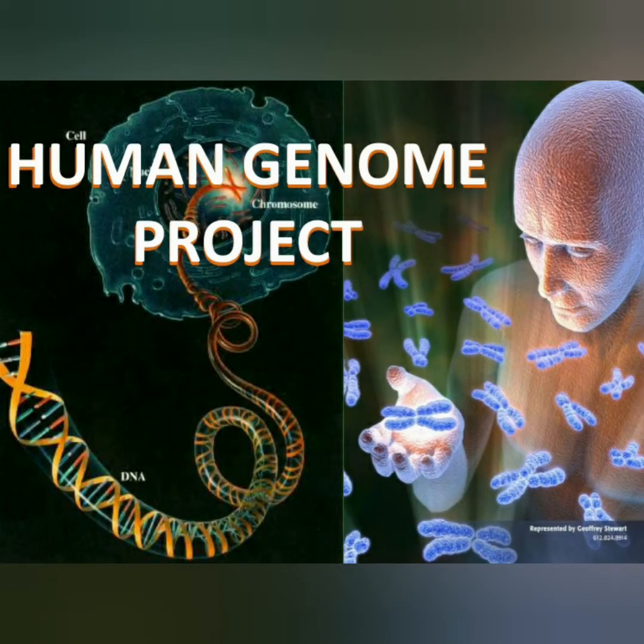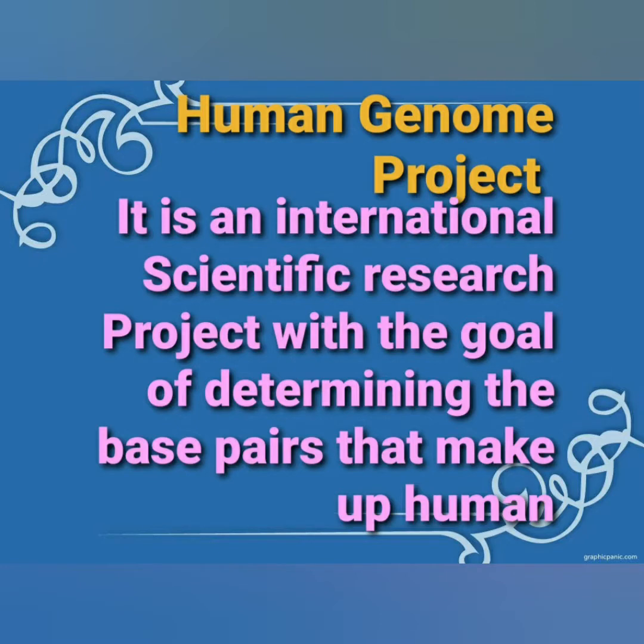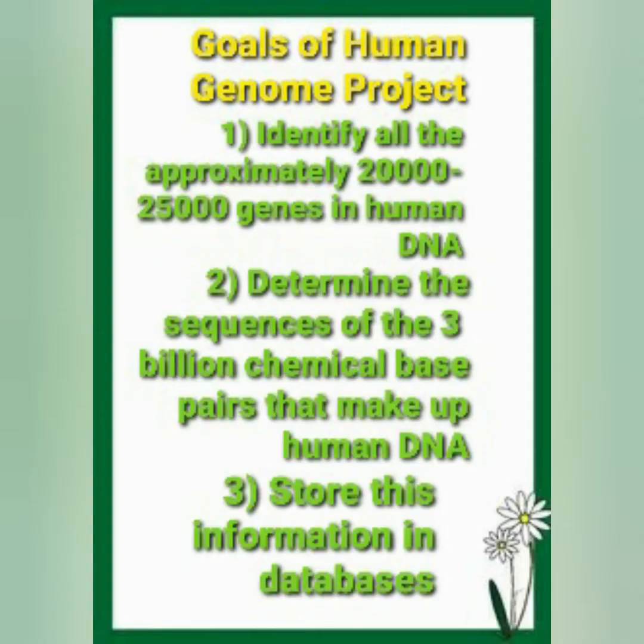Human Genome Project. It is an international scientific research project with the goal of determining the base pairs that make up human DNA. Goals of HGP include: first point, identify all the approximately 20,000 to 25,000 genes in human DNA.